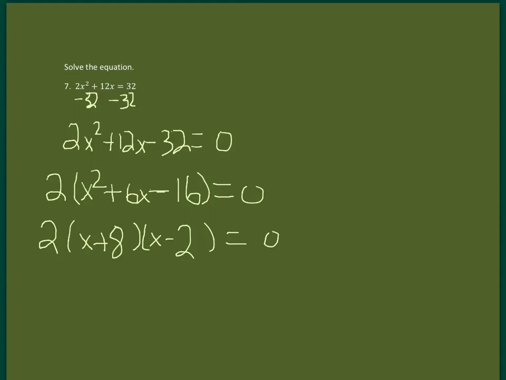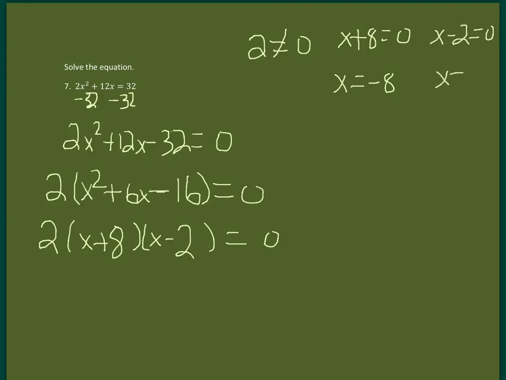Now we set each factor equal to 0. 2 equals 0. Nope. X plus 8 equals 0, so x equals negative 8. X minus 2 equals 0, so x equals 2. Remember what I'm doing is add 2, subtract 8, subtract 8. So we get x equals negative 8, x equals 2.